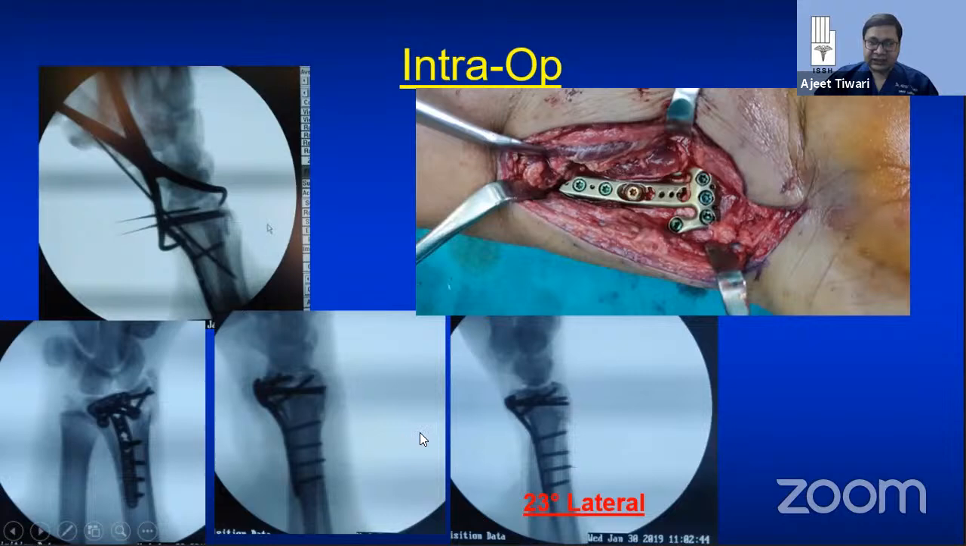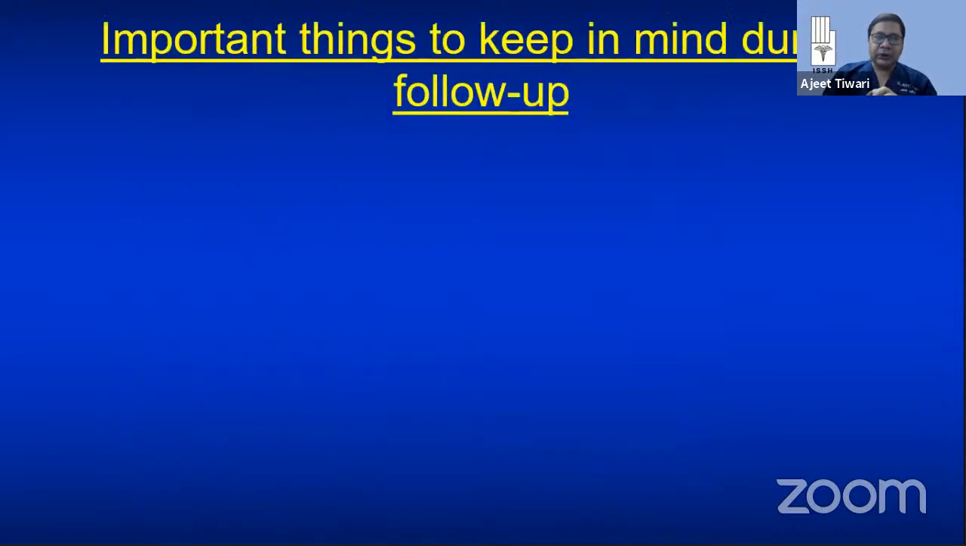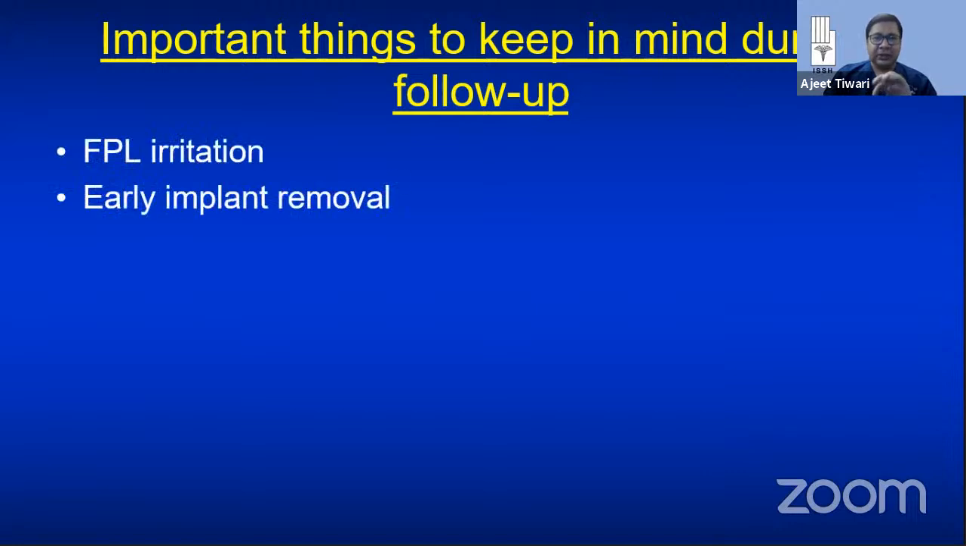So you can see in this 23-degree lateral view that the screws are well placed and the fragments are whole. This is the X-ray 2 weeks after surgery. An important thing to keep in mind during follow-up is FPL irritation and early implant removal.